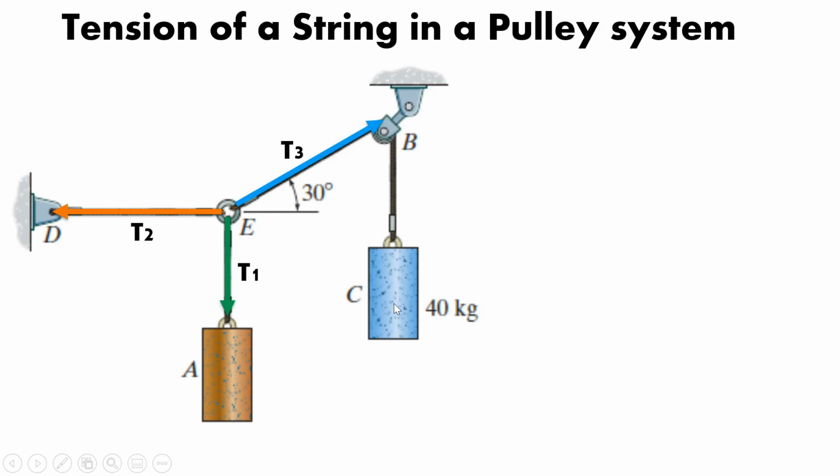So the idea here, if a string passes to a pulley, and since that string is continuous, it means whatever the magnitude of the tension here is also the magnitude of the tension in this part of the string. They are just continuous strings, so they have the same magnitude but different direction. Okay, so I hope that is clear. So let's try to solve this problem.